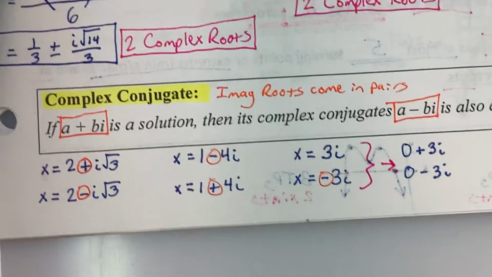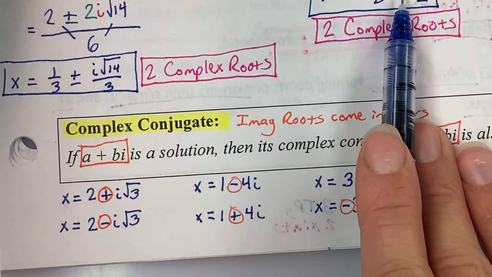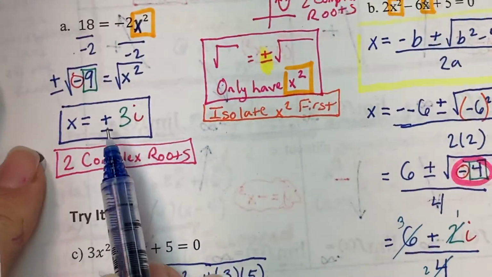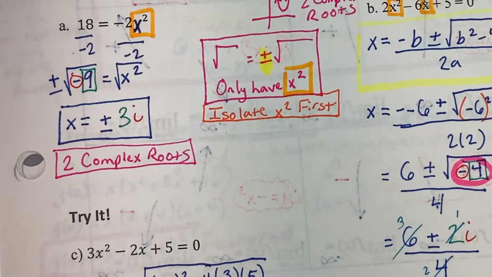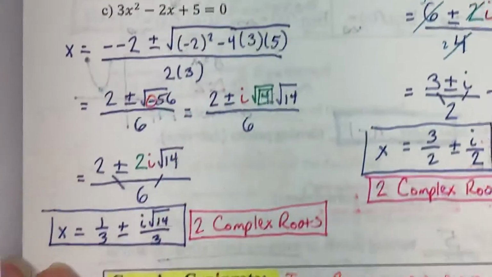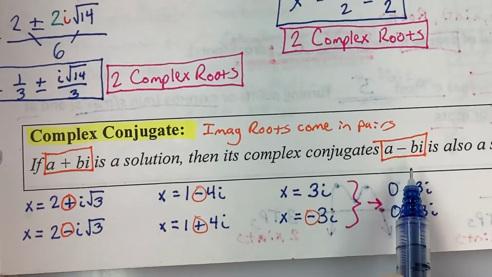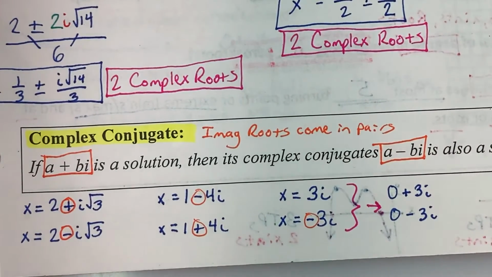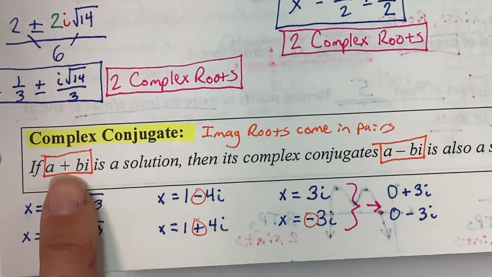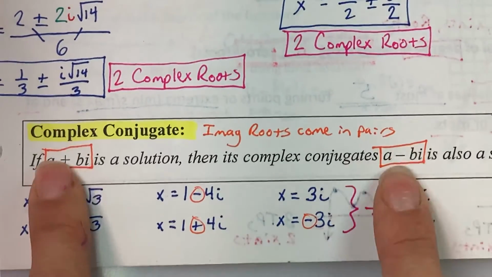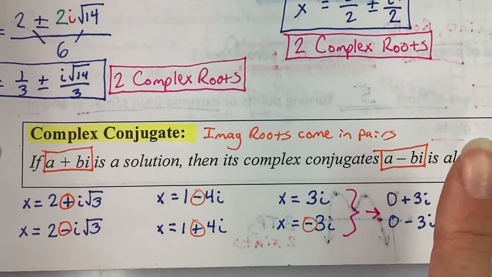So notice that when we use the quadratic formula, we had a plus or minus and a plus or minus, and that when we square root, we got a plus or minus. So what this tells me is that anytime a plus bi is a root, a minus bi will also be a root. So what happens is the plus and the minus sign in front of the imaginary part switches, and that's what gives me my 2 solutions.